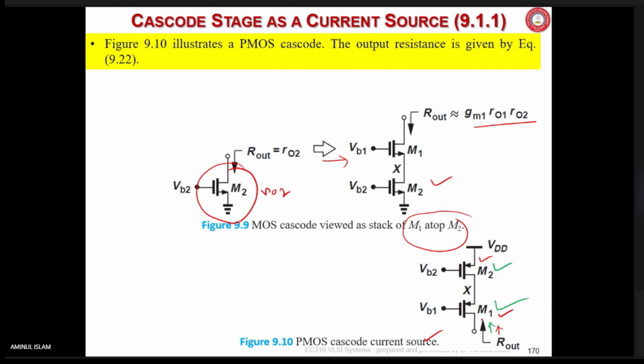Now instead of NMOS, where both were NMOS, if you use PMOS, the output resistance looking up at the drain of M1. It is drain. Remember that this is source. It's a PMOSFET. See the arrow. It is looking up.